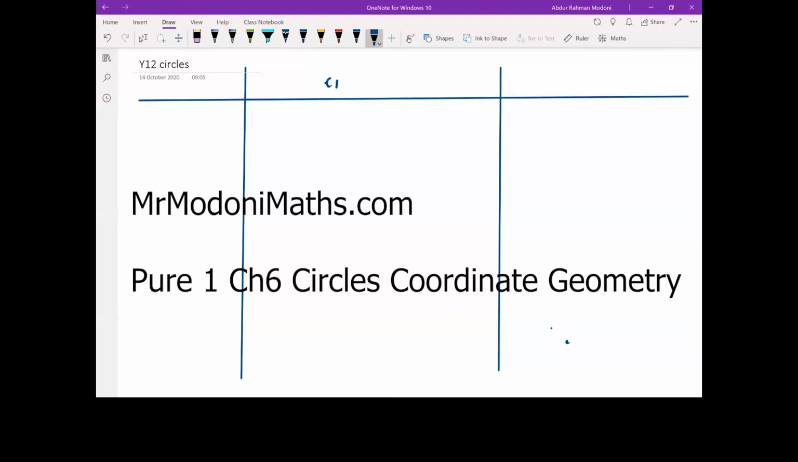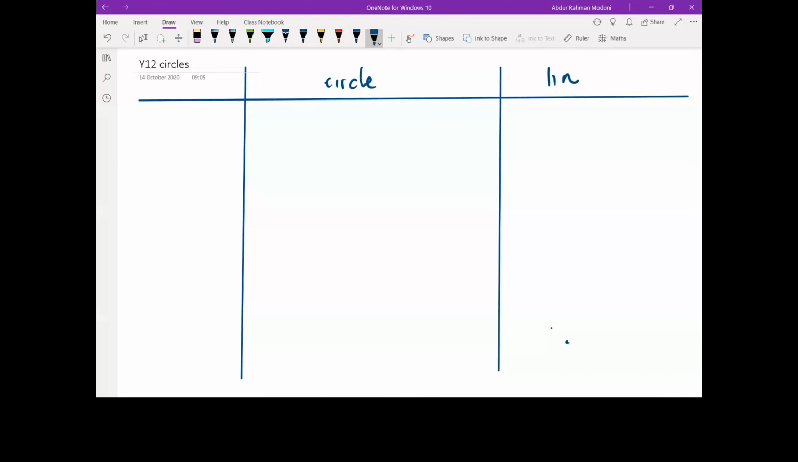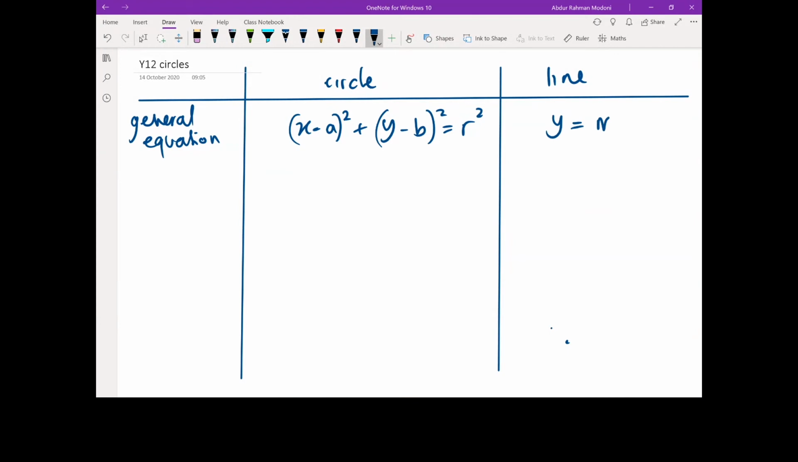So we've got circles, circle and a line. First of all, we'll start off by writing down what is the general equation of a circle. The general equation of a circle: x minus a all squared plus y minus b all squared is equal to r squared. The general equation of a line: y is equal to mx plus c.